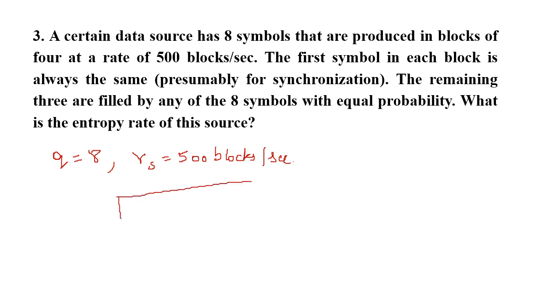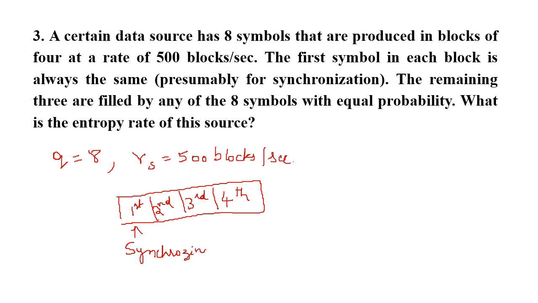So we have a block of 4 data. In this, the first block, second block, third block, and the fourth block, and the first block is always the synchronizing bit. Now what is the total entropy of this source? So we can write H total, that is the total information, as the entropy of the first block plus the entropy of the second block plus the entropy of the third block plus the entropy of the fourth block.